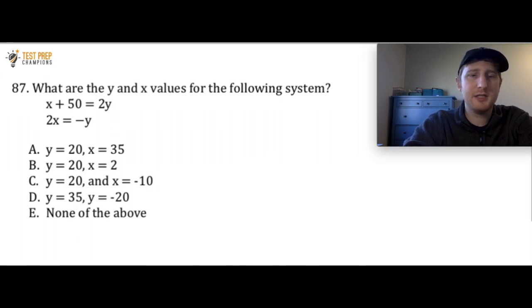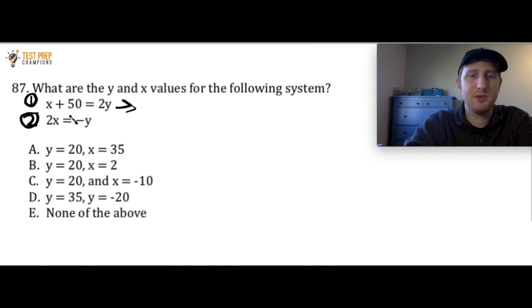For system of equations questions, there are multiple ways to approach them. I'm going to show you the first method here, which is what I call the substitution method. So basically, what you want to do for this method is pick one equation. Let me call this equation 1 and equation 2. And you want to pick one of the equations and solve it for x or y. So I'm going to take equation 1 and solve this for x.